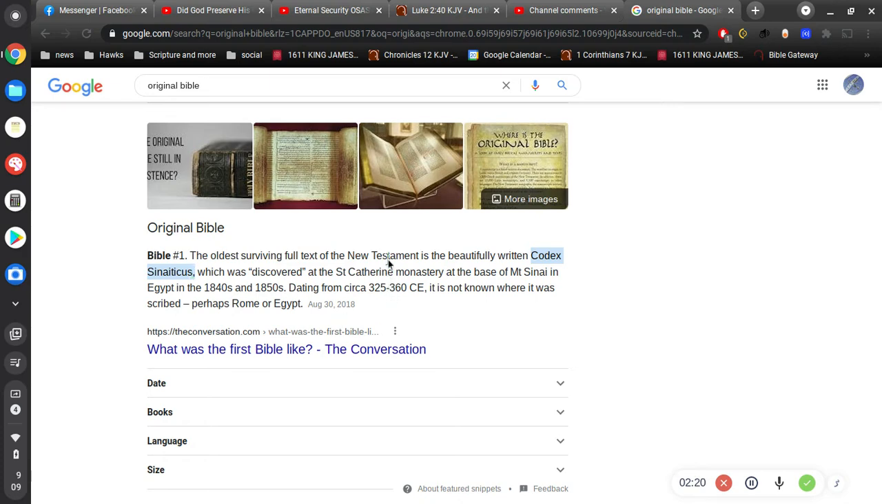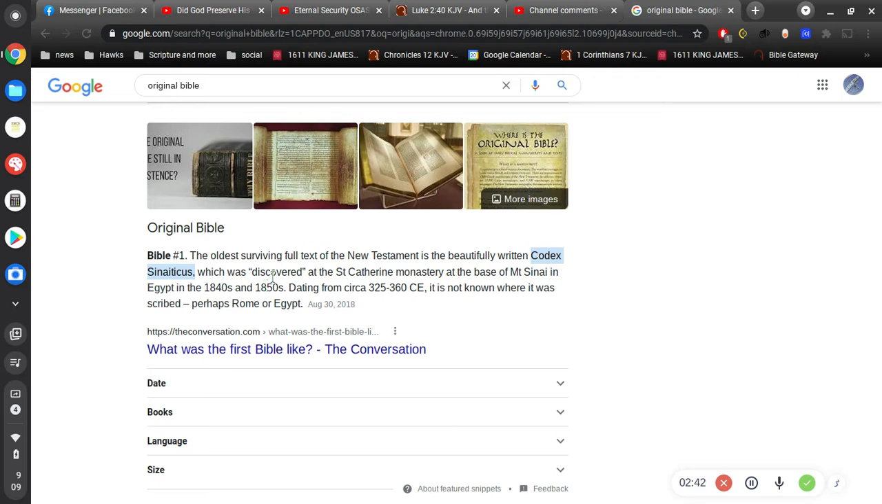But then also, you notice here, it says St. Catherine's Monastery, that's a Catholic church. So you're telling me the original Bible was hidden in the basement of a Catholic church for 1800 years, and now we've got to rely on the Catholics to tell us what God really says.